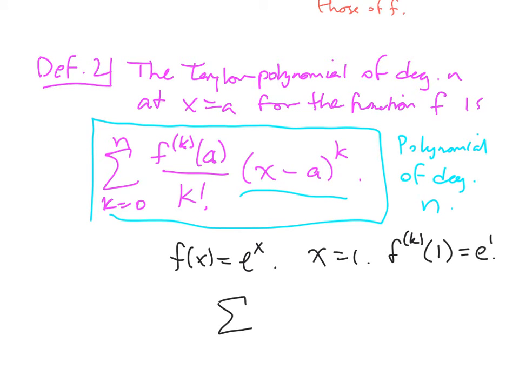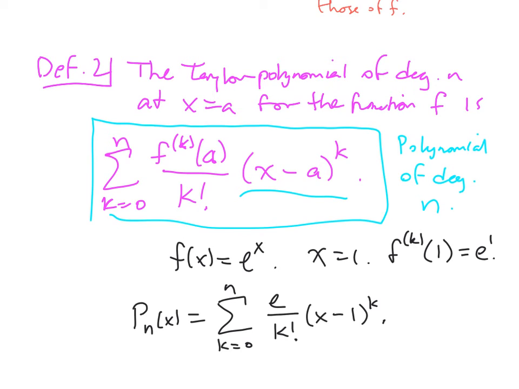So the nth Taylor polynomial for this function at x equals 1 is going to be the sum from k equals 0 to n of that kth derivative at 1, that's e to the 1, e, over k factorial times x minus 1 to the kth power. And that would be the nth degree Taylor polynomial at x equals 1. Okay, and that'll be a pretty terrific approximation for e to the x near x equals 1, but it might be lousy near x equals 0. It might not be that good anymore.